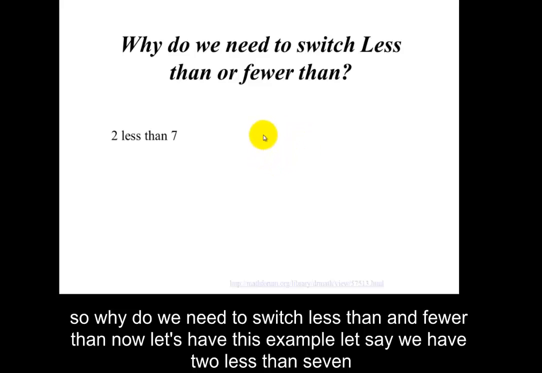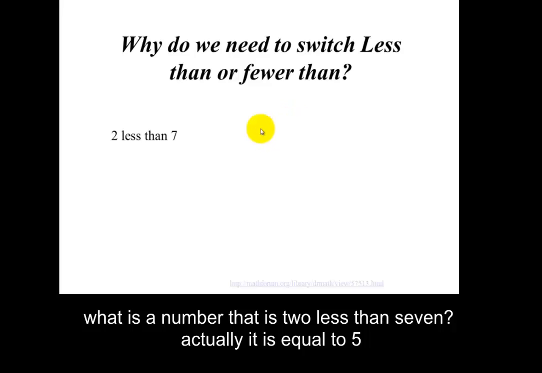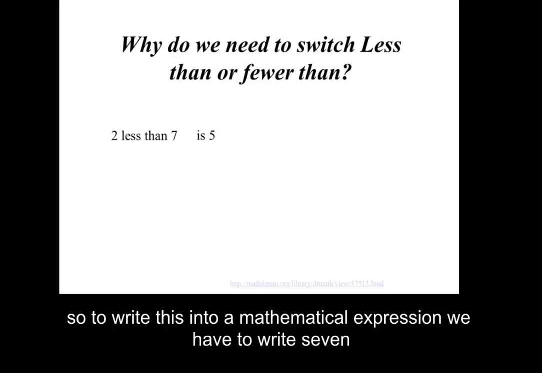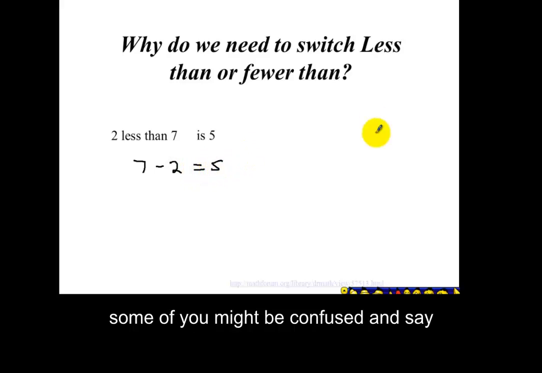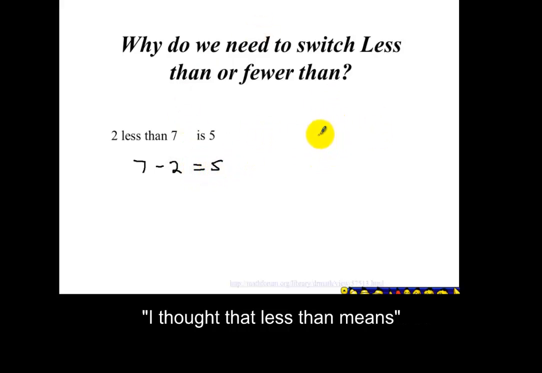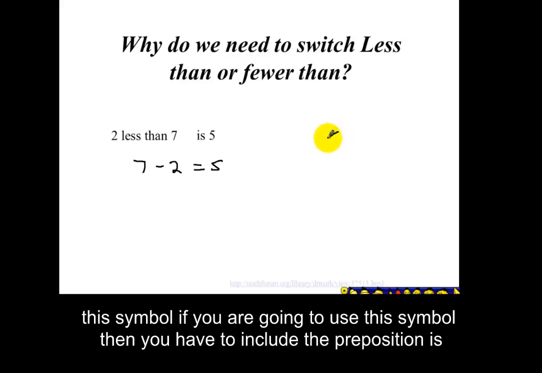Now let's have this example. Let's say we have 2 less than 7. What is a number that is 2 less than 7? Actually, it is equal to 5. So to write this into a mathematical expression, we have to write 7 minus 2 is equal to 5. Now some of you might be confused and say, I thought that less than means this symbol.